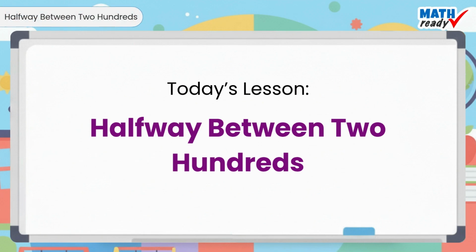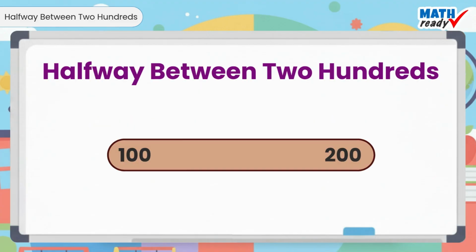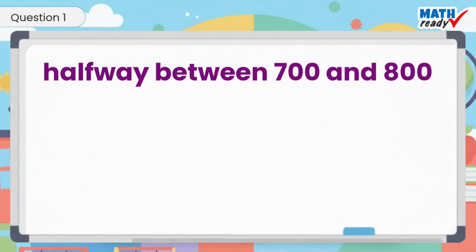Today we are going to learn how to find the number halfway between two multiples of 100. When finding the halfway number, we are looking for the number that is exactly in the middle of the two numbers. Let's work through the first example. What number is halfway between 700 and 800?